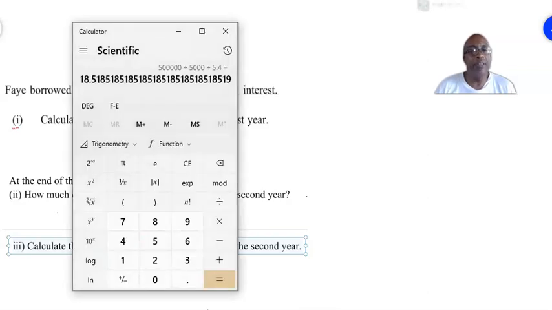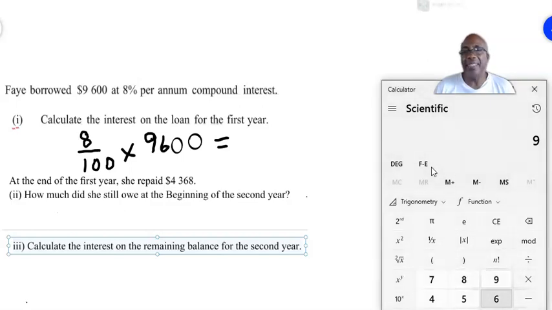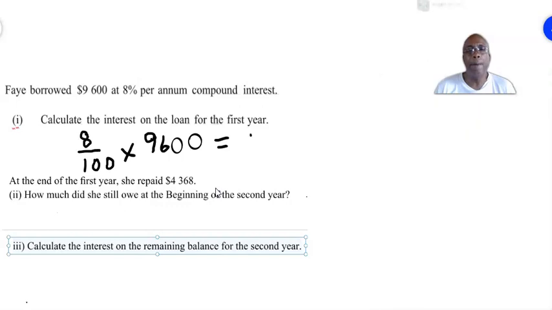Let's use our calculators for that. We can divide 9,600 by 100. We just shift the point back 2 places, and we're going to get 96. So we multiply 96 times 8, and we are going to get $768. So that is the interest at the end of the first year.